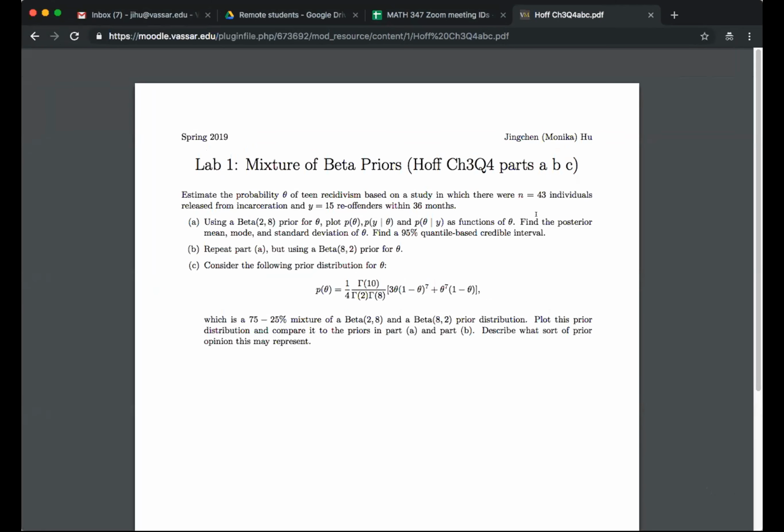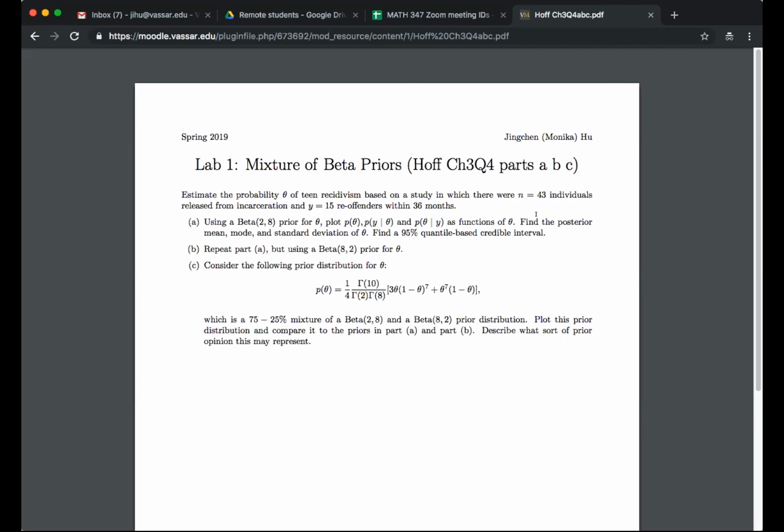So part A and B are not yet talking about the mixture, but A and B will be good for you just to get the exercise and get you familiar with summarizing, plotting, and using different functions in R. So as you can see, this is a binomial experiment. You have N to be 43 and Y to be 15. Okay, so that's the number. And you're curious about the probability theta. And theta hat, which is 15 over 46. Okay, so A is using a particular prior, beta 2,8.